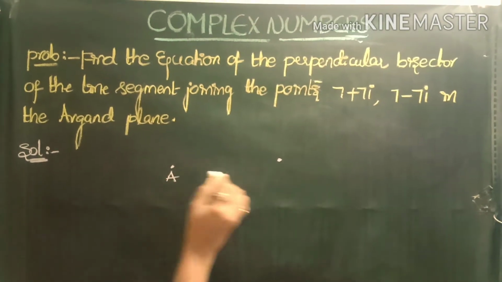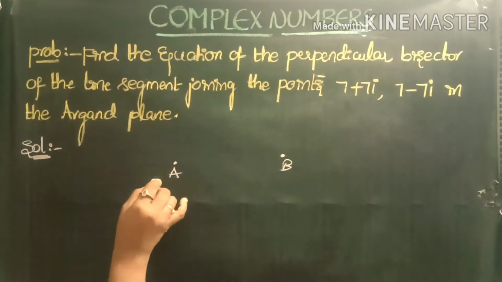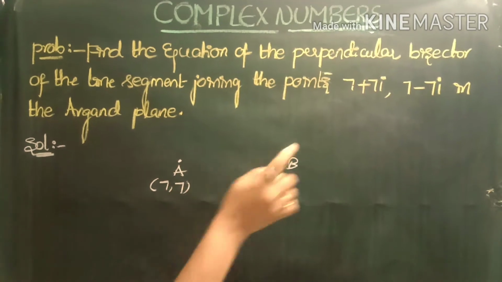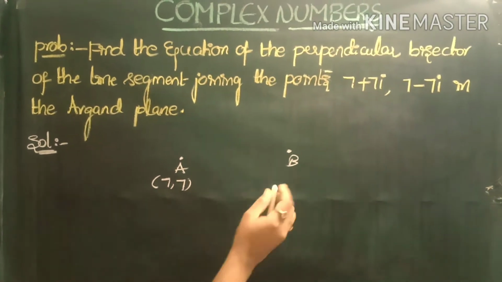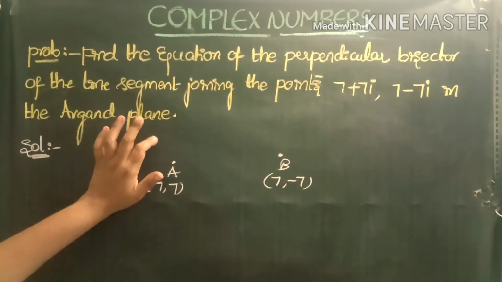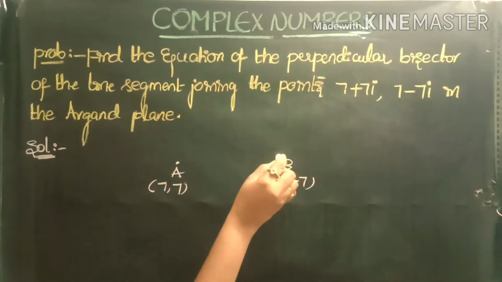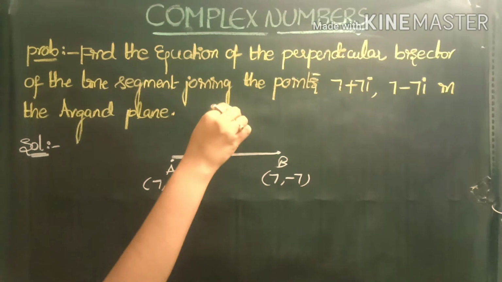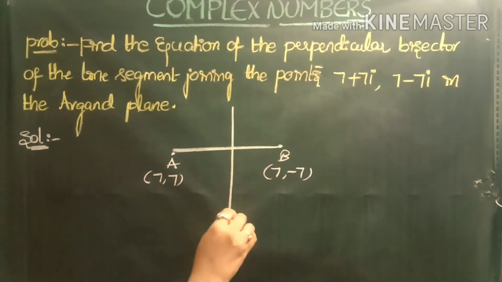We are taking the given points as A, B. The first point is 7 plus 7i, which is taken as 7 comma 7. And the second point is taken as 7 comma minus 7. Now what is the perpendicular bisector of this line segment AB? Now we want the equation of the perpendicular bisector.